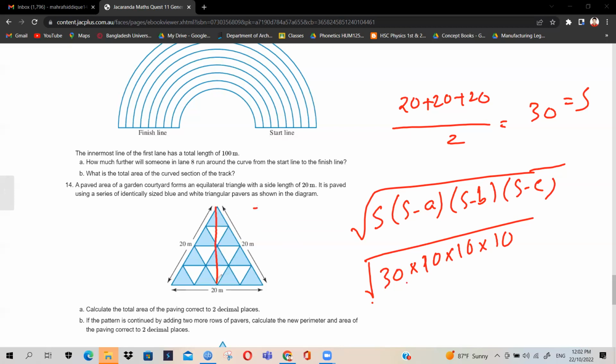Or you could do it another way. Just draw a perpendicular from this portion. It will create two parts, 10 meters and 10 meters. So the height would be the square root of 20 squared minus 10 squared, and then half multiplied by 20 multiplied by whatever you get from here. Either way you perform it, it's okay. Understand my point? Yes.